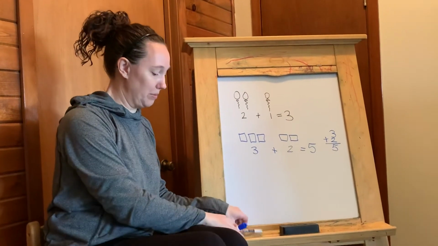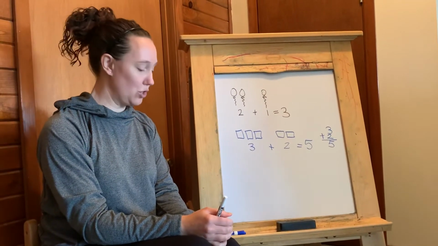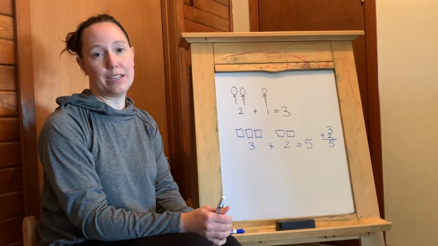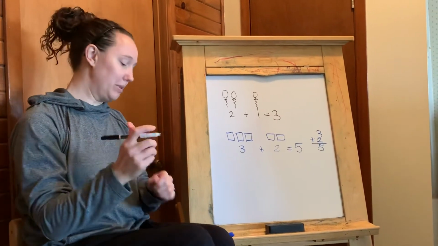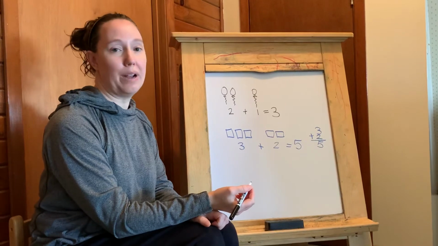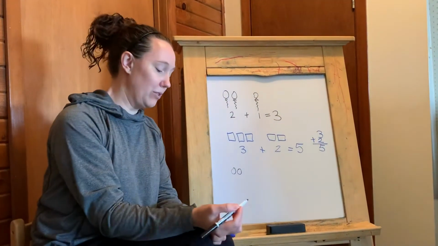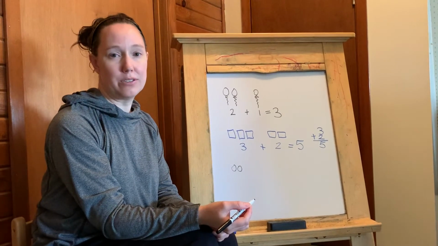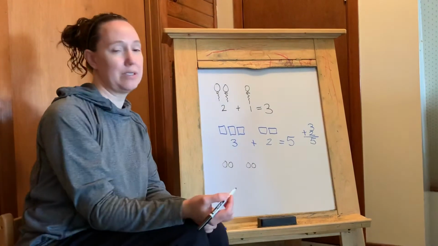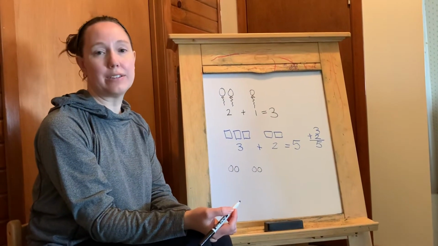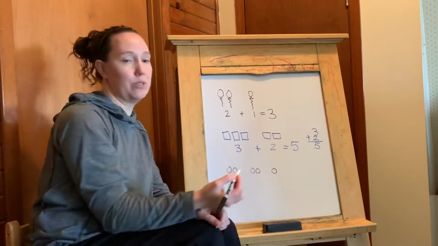One more story problem to go. Sherry has 2 red balls, 2 blue balls, and 1 yellow ball. So when we write this out, we go back to our problem. We know that she has 2 red balls. So we're going to draw our 2 red balls. We know that she has 2 blue balls. So we're going to draw 2 blue balls. And she has 1 yellow ball. So we will draw our 1 yellow ball.